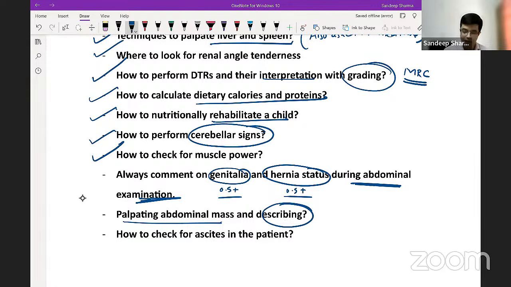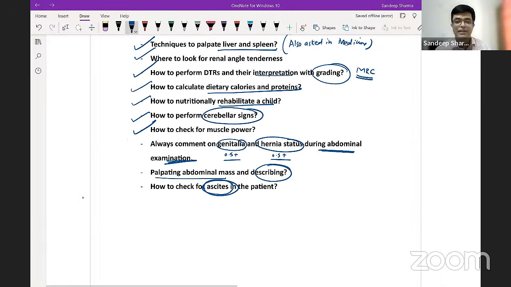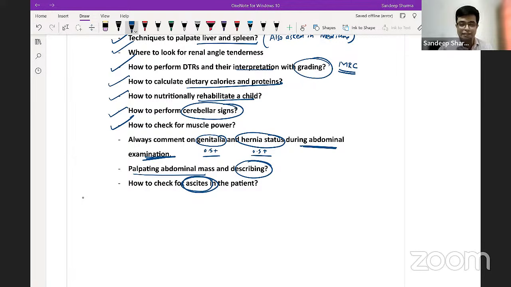You need to prepare. And how to check for ascites, the test you perform to check for ascites in the patient, the puddle sign, the shifting dullness sign, fluid shifting, all these signs you need to check and perform in the patient. So this is about history and examination. In pediatrics, it is tricky.